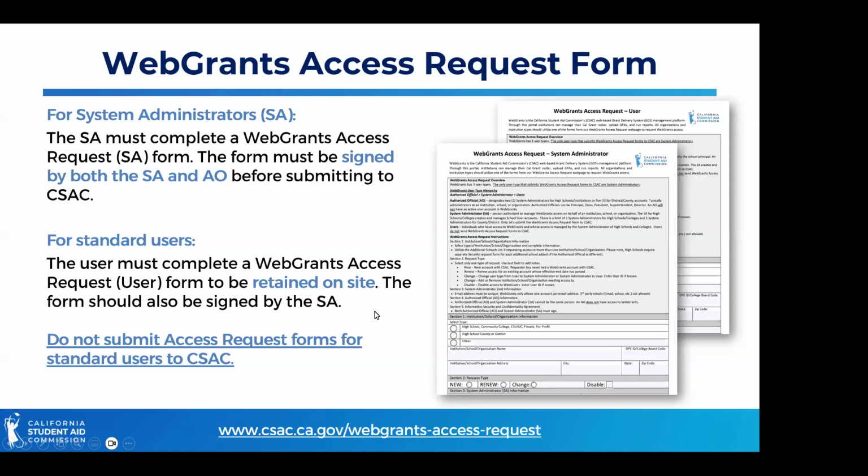And then for those campus system administrators that are on the line with us, please know that if you are granting access to standard end users, you're going to keep those WebGrants access request forms on campus. Keep them on site. We don't collect those. The only ones that CSAC collects are the ones from the system administrators. So that's all we needed to say about the WebGrants access. If you don't have it, reach out to your system admin to get it.